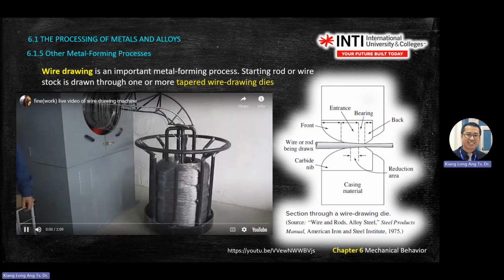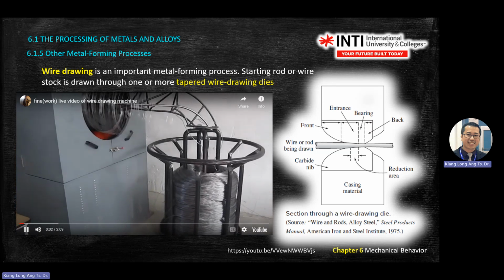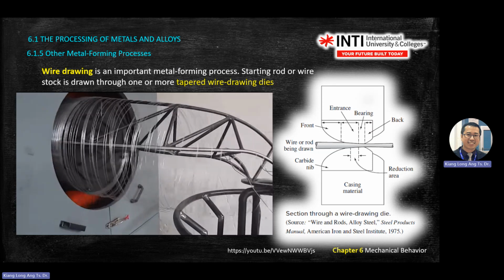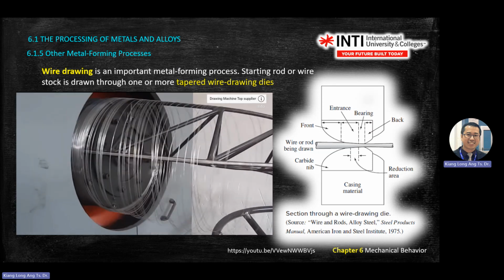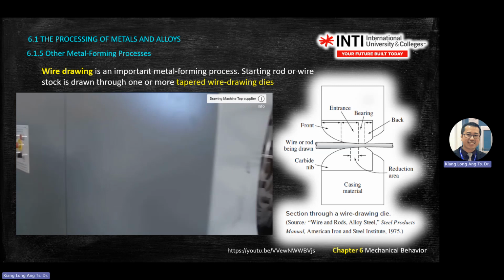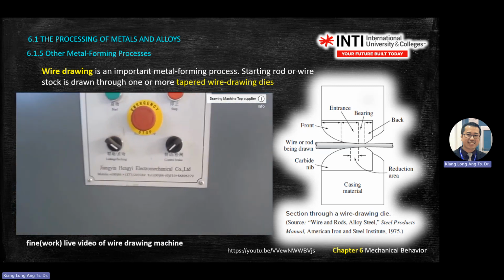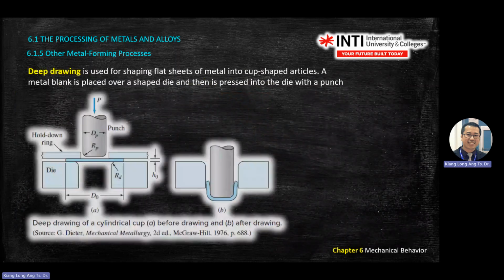Okay, so this one you go and see. This one is in China. This factory in China. This video is reversed from end to the front. Go and see. Deep drawing means you do punching and then get the shape.